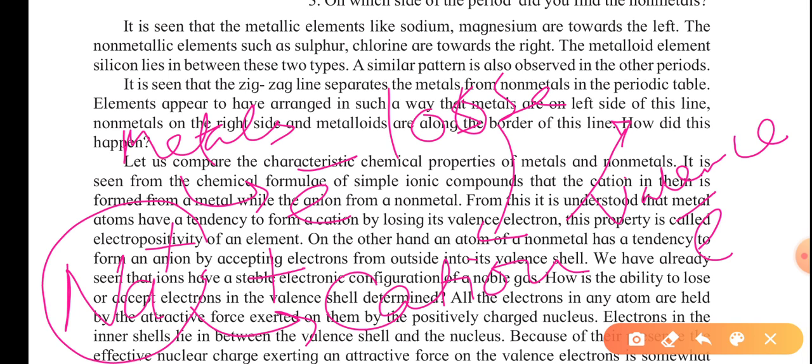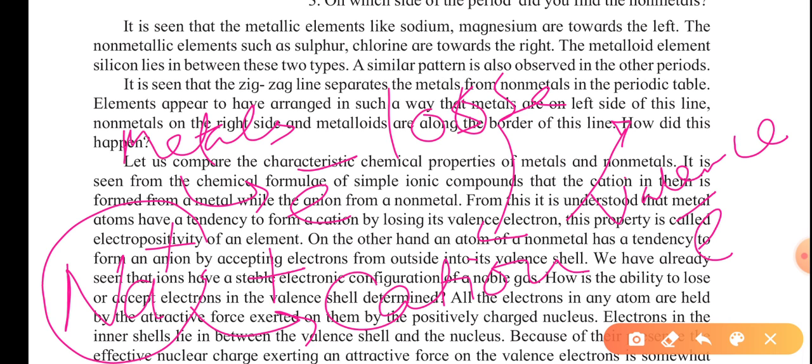It is called electronegativity. On the other hand, nonmetals have a tendency to accept electrons in their valence shell to form an anion, which is called electronegativity.